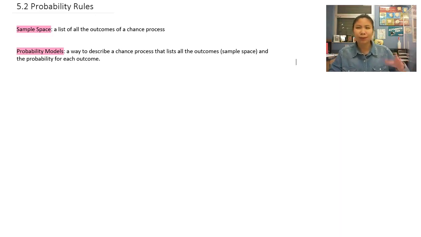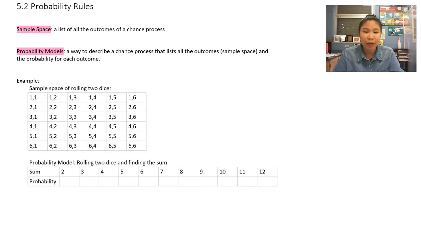So a probability model is basically just again, a list, but you're describing in that list what everything in the sample space is and the probabilities for each thing in the sample space. So a list of the things that could happen and the probabilities of them happening. That's all. For example, let's say we're trying to find the sample space of rolling 2 dice.